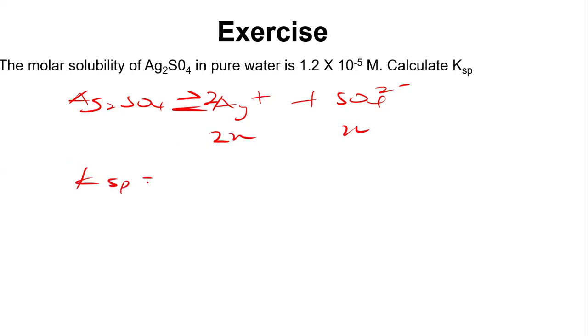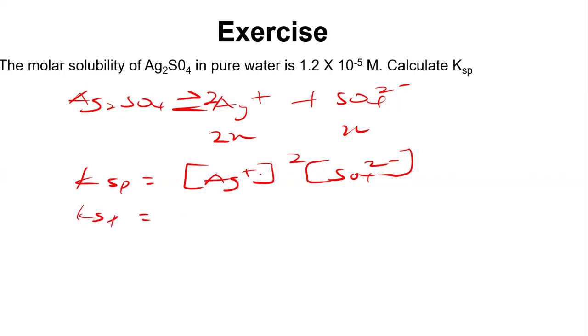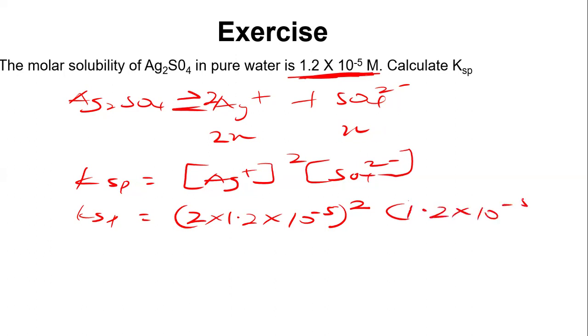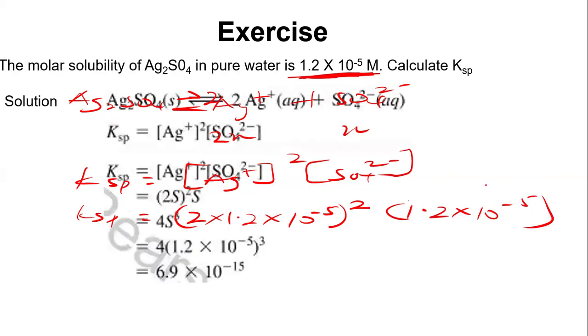And the KSP equation will be the concentration of the silver raised to the power 2 multiplied by the concentration of sulfate, right? Now, the KSP value would be equal to, now the silver would be 2 times x, which is this solubility they have given. The x is this solubility, always the x is the solubility. So I'll get 2 times 1.2 times 10 raised to the power negative 5, all raised to the power 2. We have to follow this calculation meticulously. And this is multiplied by 1.2 times 10 raised to the power negative 5, right? And then when you solve, you are supposed to get your answer.